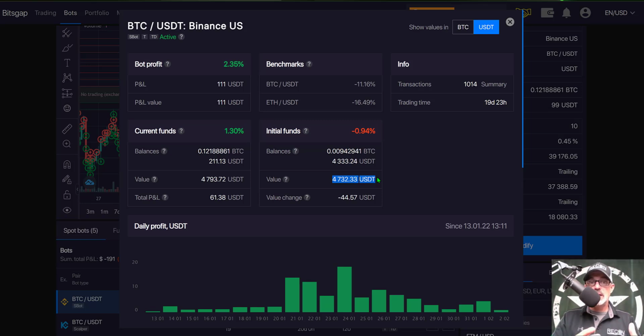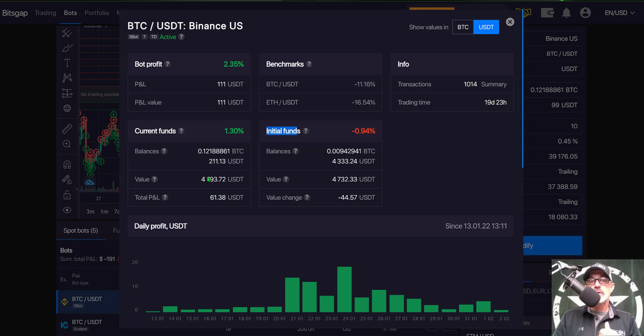Yes, trailing down's been enabled, but that should be reflected over here in my current funds, not in my initial funds. This bot has trailed down and has taken a lot of money off of my exchange to continue to buy BTC as BTC's price dipped. But again, that is represented over here in my current funds and should not be, in my opinion, represented in my initial funds. My initial funds should be that 500 USDT that I deployed this bot with.